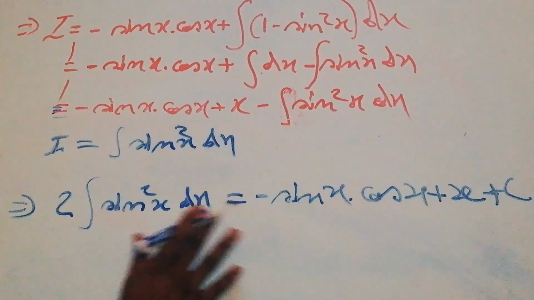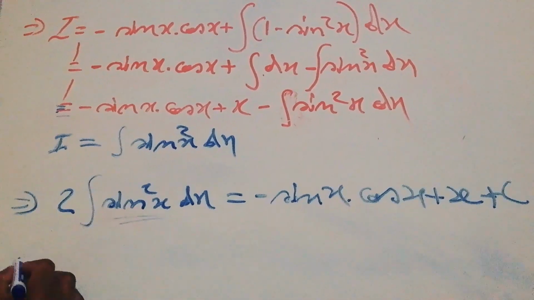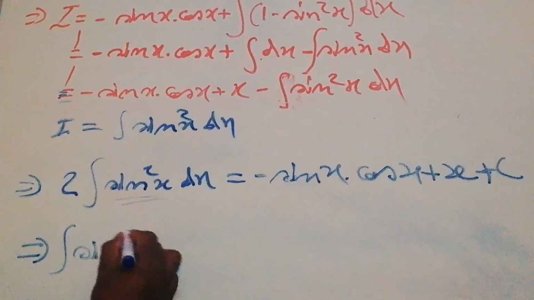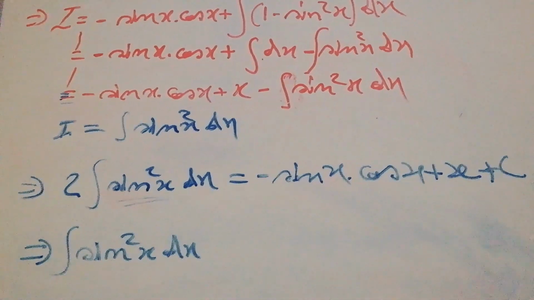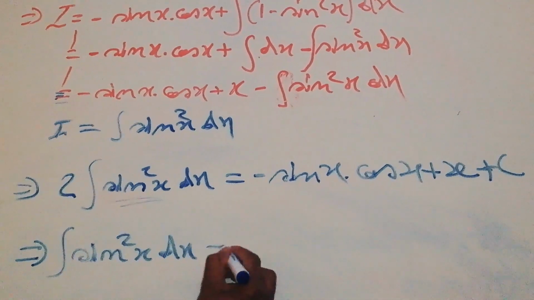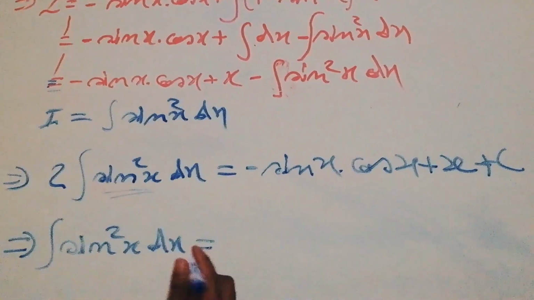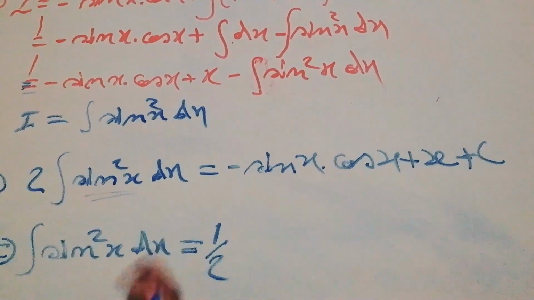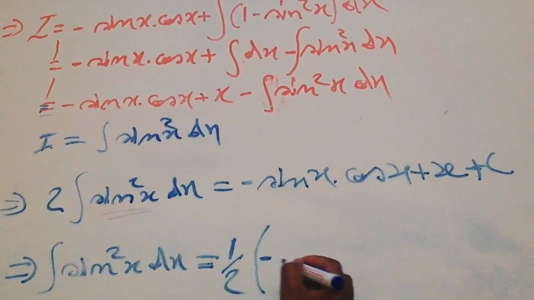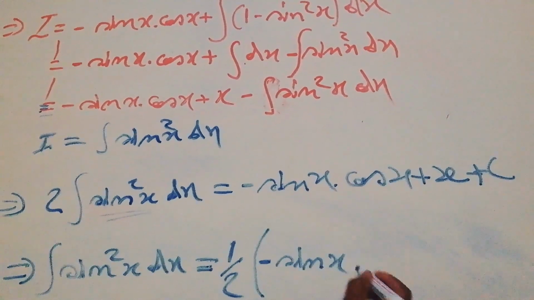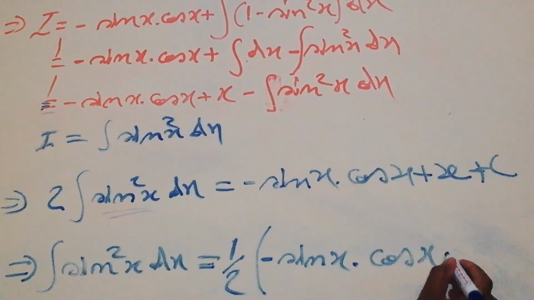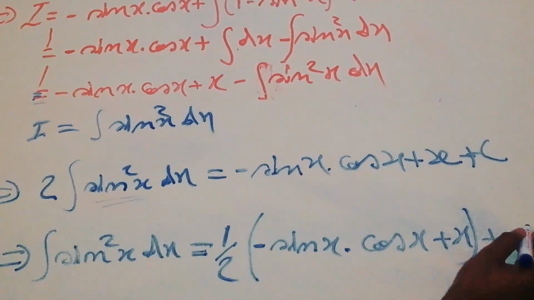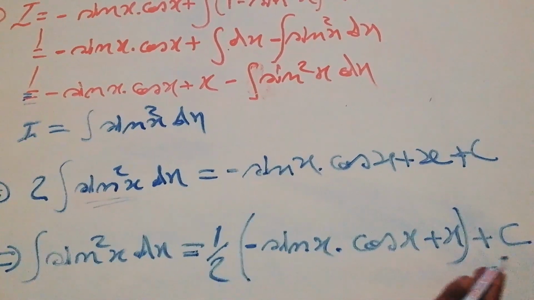So now this is how I do it. So since I need that one, what I'm going to do is I'm going to say the integral of sin squared x dx is equal to, okay, so let me change my marker. So this one is equal to 1 over 2, so half of minus sin x times cos x plus x, I close my bracket, plus c, okay, plus c.